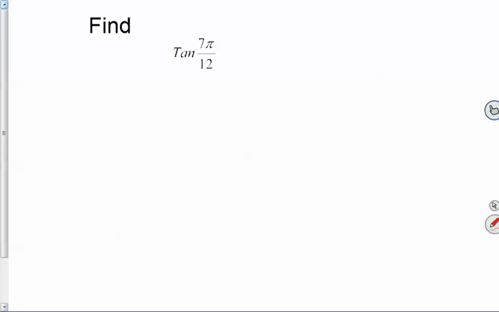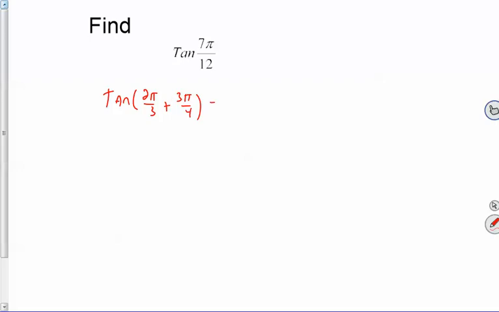The tangent of 7 pi over 12. Let's do the tangent of 7 pi over 12. So what are we going to use to do the 7 pi over 12? Well, let's do the same thing that we did before, and use the 2 pi. So I guess we could go with 2 pi over 3 and 3 pi over 4. So 2 pi over 3 plus 3 pi over 4.